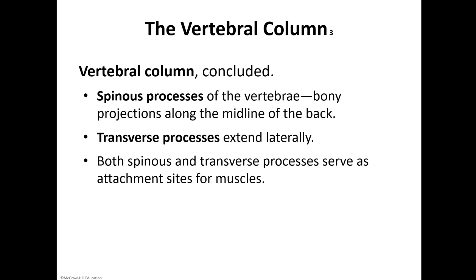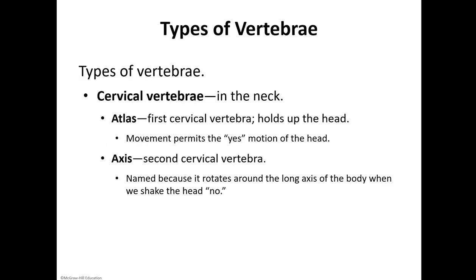The spinous process is a bony projection along the midline of the back, and the transverse processes extend out laterally, and both the spinous and transverse processes serve as an attachment for muscles. Types of vertebrae. Cervical vertebrae, 7 of them, are in the neck and include the atlas and axis. The atlas holds up the head and allows the head to tilt side to side. The axis allows for rotation. Axis is the second vertebra and allows you to shake your head.